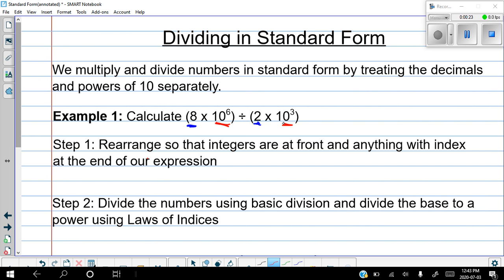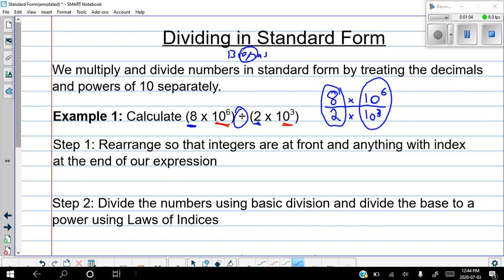Sometimes it's easier to see why we can do this by writing them in algebraic form and getting rid of this inside division sign. Because really we have 8 times 10 to the power of 6, and we're going to divide that by 2 times 10 to the 3. So we can just divide these numbers and divide these numbers because we're in the same area of BIDMAS. Division and multiplication come in a pair, so we can do them at the same time.